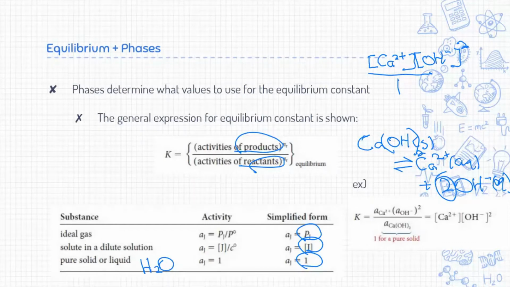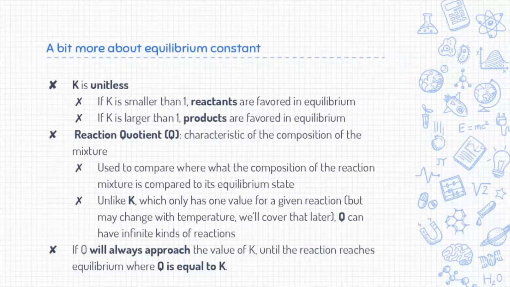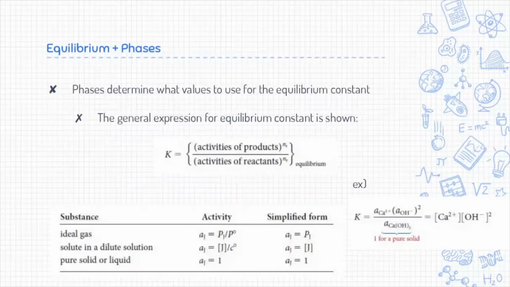This is great. So a little bit more about the equilibrium constant. First of all, the equilibrium constant is unitless. What I mean by that is that there are no units in equilibrium, despite the fact that, well, let's say using... So here's the thing. Remember this, right?